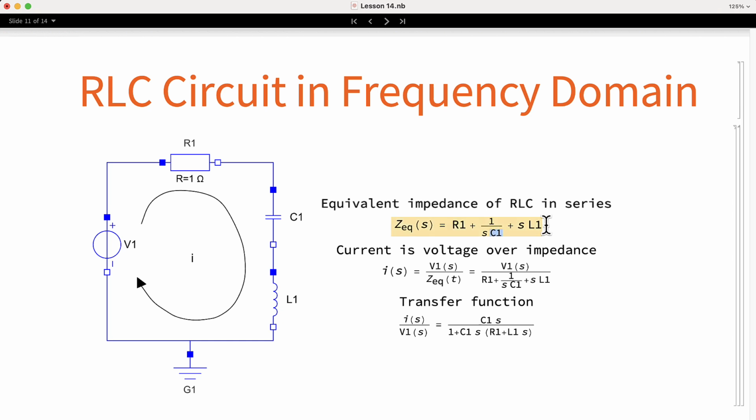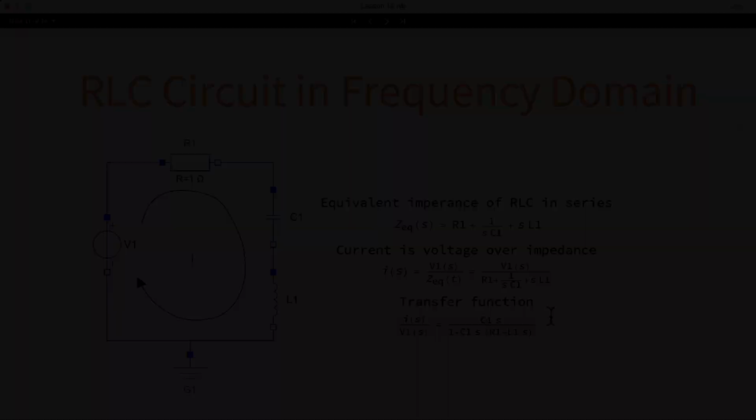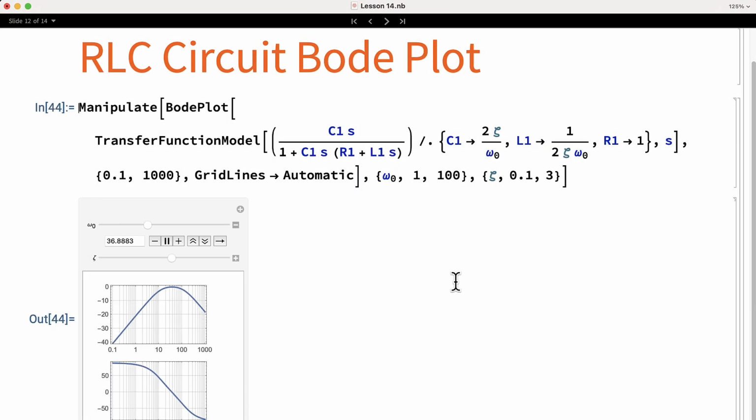To calculate the current, we divide the input voltage by the impedance, and after simplification, we obtain the following transfer function. At this point, we can evaluate it as we did for the RC circuit or create a Bode plot. This example uses the formulas we obtained for the values of the inductor and capacitor based on the damping and natural frequency. It replaces them into the transfer function, then it shows the Bode plot.